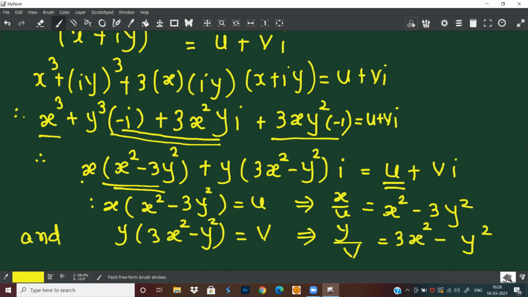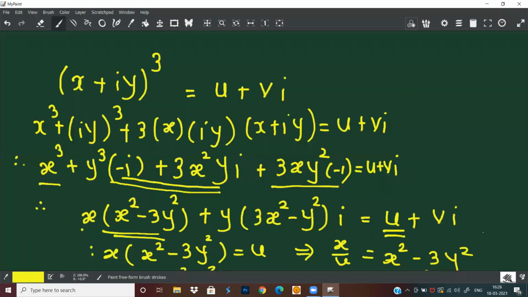Everybody is getting it? See, let me explain from the beginning. (x plus iy) the whole cube. I used (a plus b) cube is a cube plus b cube plus 3ab into (a plus b) on the left side, keeping u plus vi. Then i cube is minus i, i square is negative 1. So I'm taking the single-line terms, the real parts together. In these, x is common. The i terms together, in these y is taken common. It is 3x square minus y square.